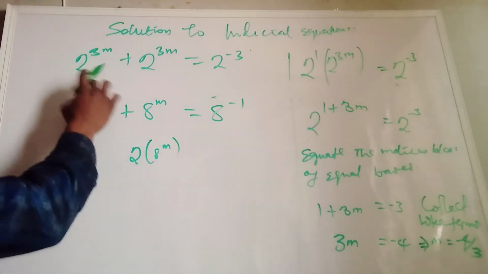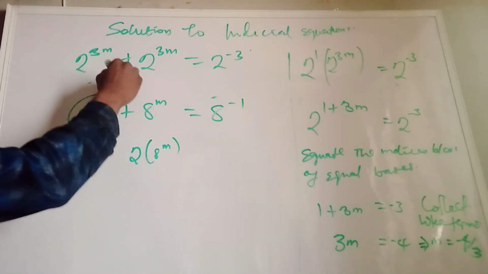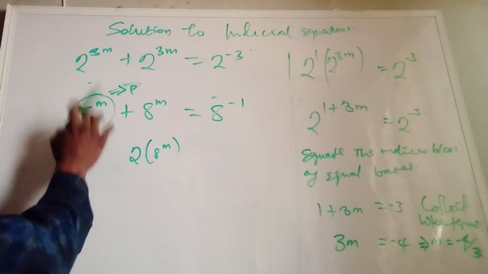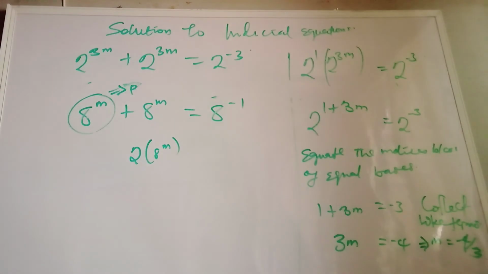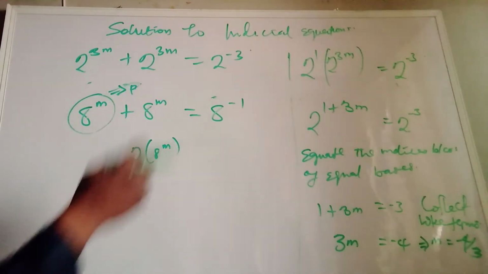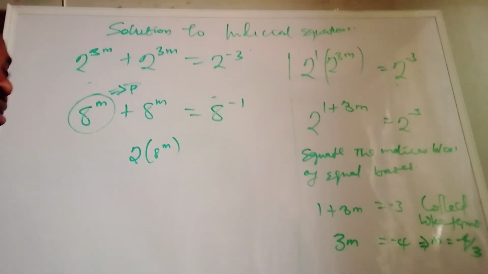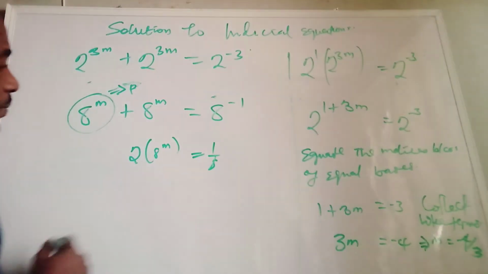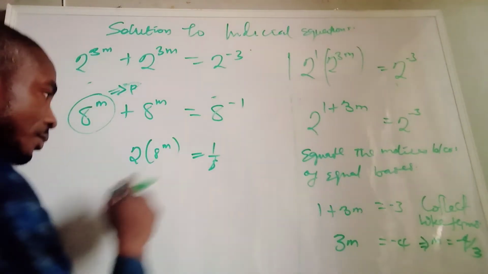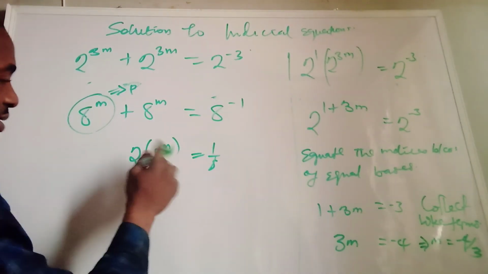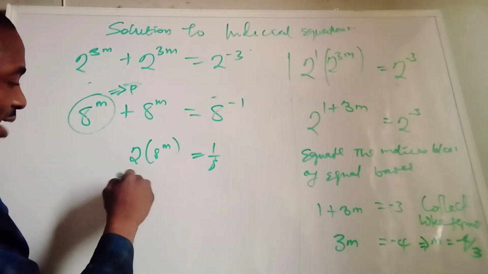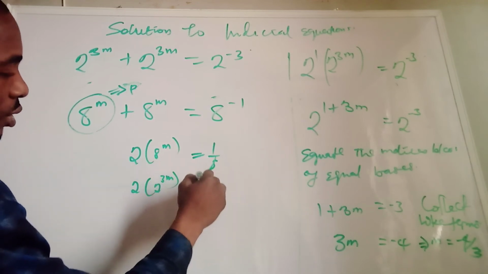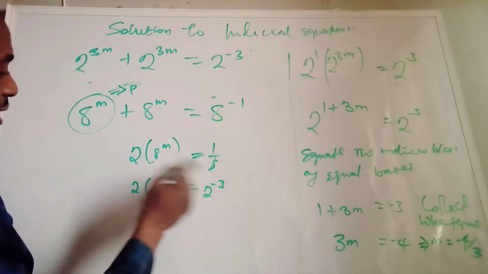The first method I used, you just convert this. You say this should be k, or this should be p, any alphabet of your own. 2p is equal to 1 over 8. There you cross multiply and you go. Now we have 1 over 8 here. Here and here, they are not of the same base. You can convert this back: 2 times 2 raised to power 3m is equal to what? 2 raised to power minus 3.